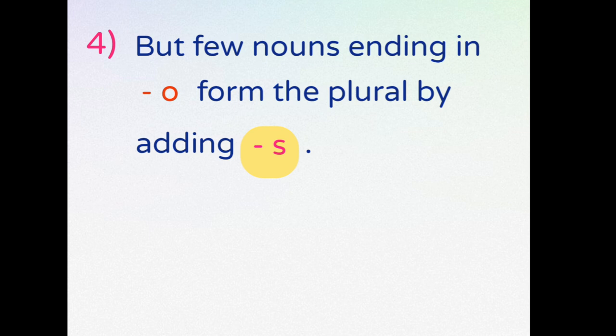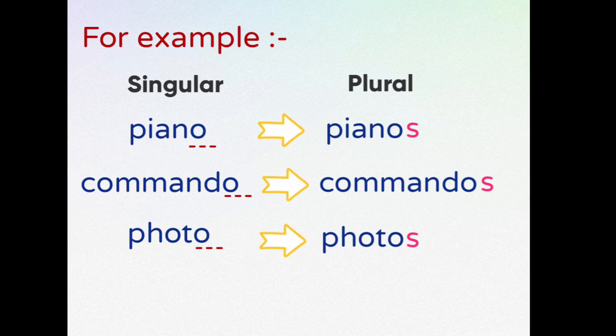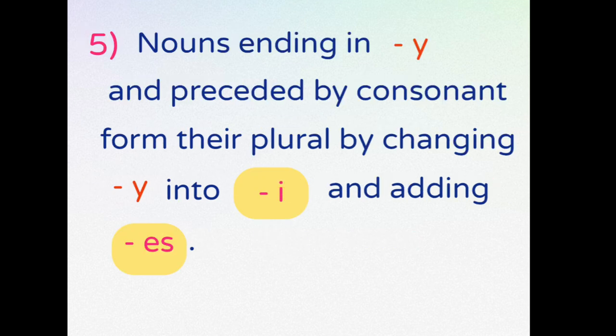But a few nouns ending in o form the plural by adding s. For example, piano. It is ending in o, but we are not going to add es. We are going to add s here. Piano, pianos. Similarly, commando, commandos. Photo, photos.